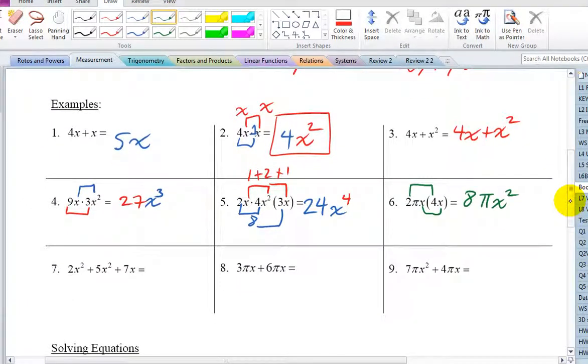Okay, question 7. Add them up. 2x squared plus 5x squared. 7x squared plus 7x.